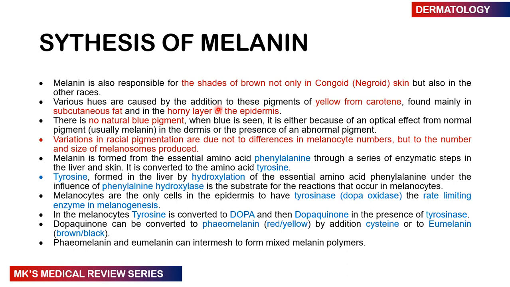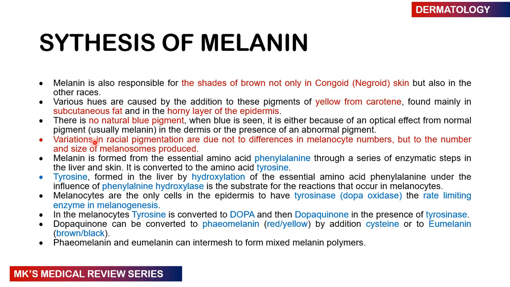The variations in racial pigmentations are not due to the differences in the melanocyte number, but they're going to be due to the differences in the size of the melanosomes that are actually produced. And also there are different types of melanin that we actually do produce in the body. I'll pass you through the mechanism.